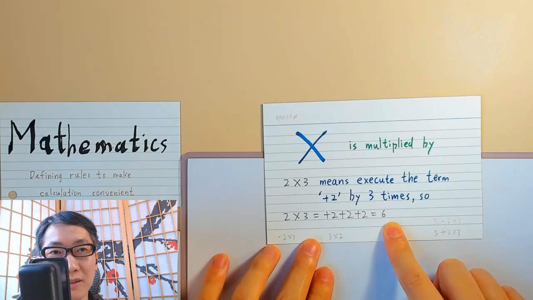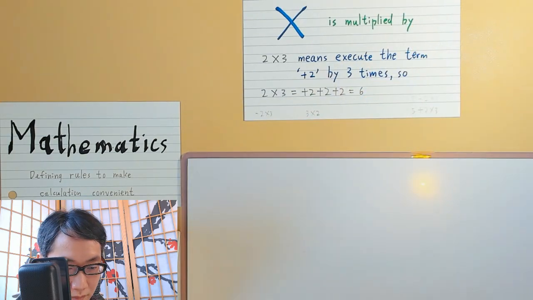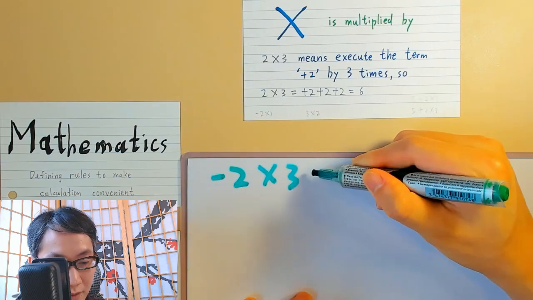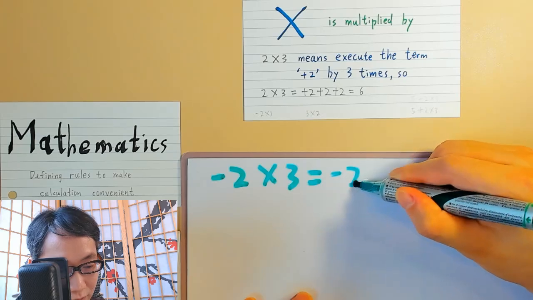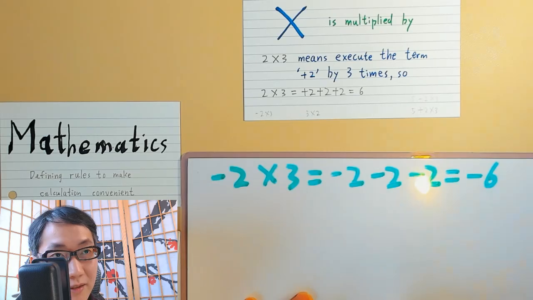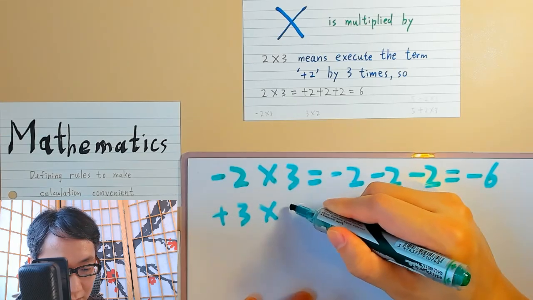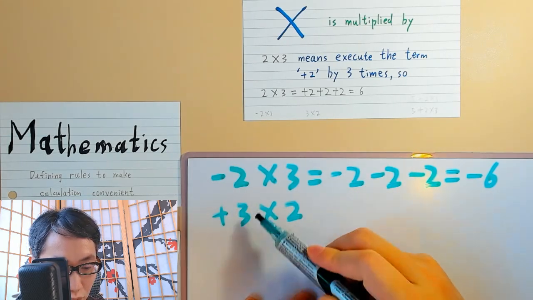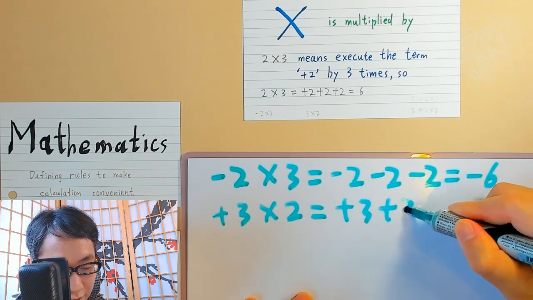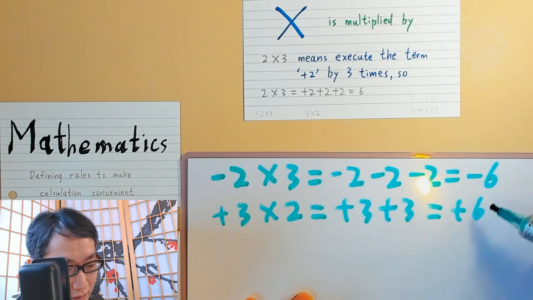This is what multiplication is. If you look at more examples, what if this is a negative number and multiplied by 3 times? So you also have negative 2, negative 2, negative 2, 3 of them, and this will be a negative 6. Or we have positive 3, this time multiplied by 2, so do this 2 times. So we have positive 3, and we have positive 6.